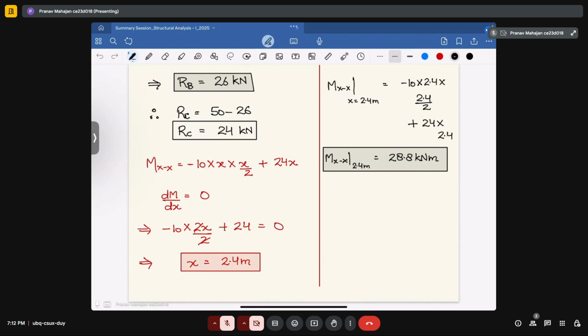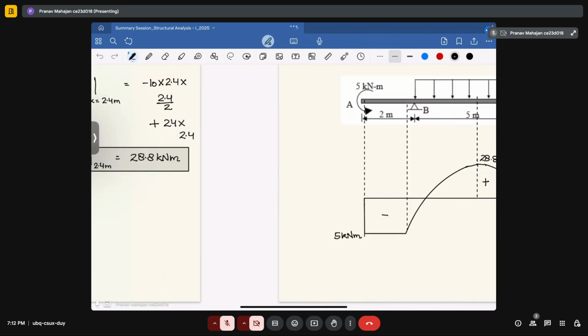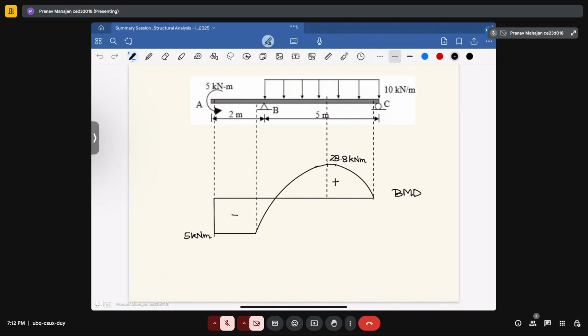Now we are expecting to calculate what is the value at that particular point. So substituting this 2.4 in the equation of Mx, we got the value of moment to be equal to 28.8 kilonewton meter. Okay. Now we again draw the bending moment diagram.